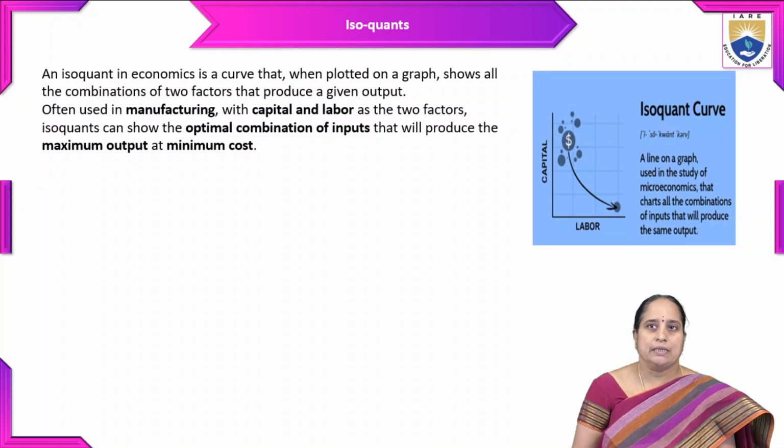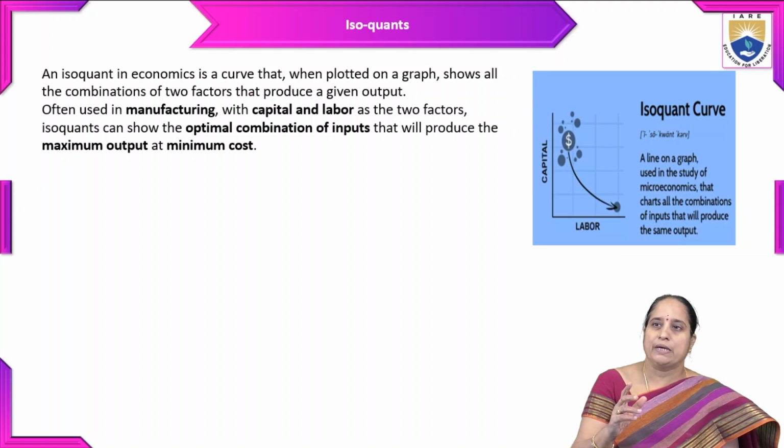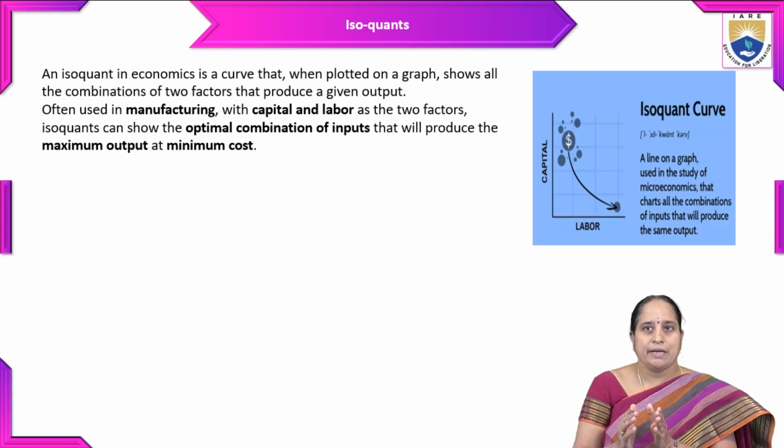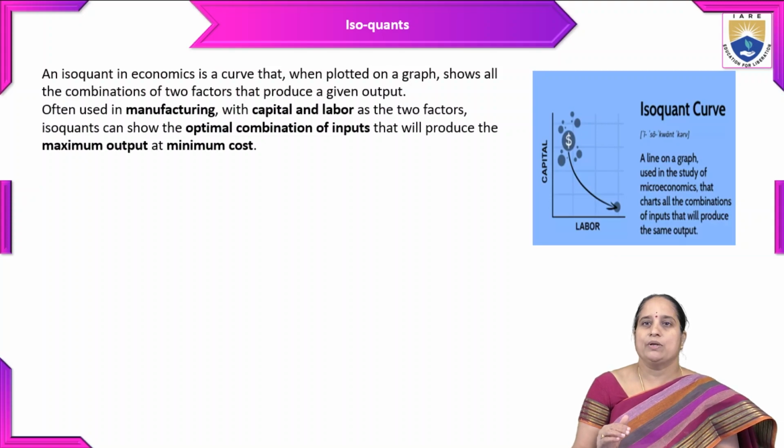An Isoquant in economics is a curve that, when plotted on a graph, shows all the combinations of two factors to produce a given output. So here we are talking about two factors. One is capital, another one is labor. This kind of Isoquant is used in the manufacturing sector with capital and labor as the two factors, and Isoquants can show the optimal combination of inputs that will produce the maximum output at minimum cost.